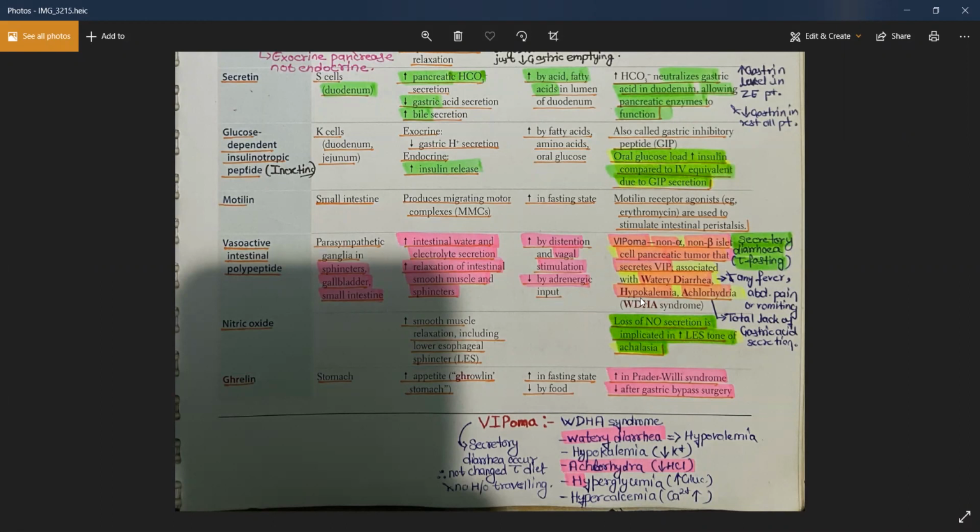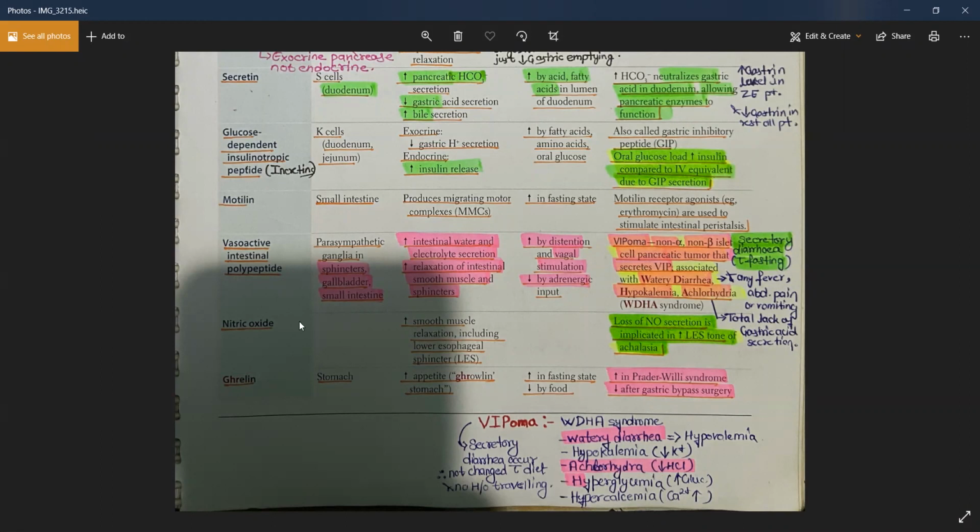Second thing, you will have hypokalemia because of increased secretions. You will have achlorhydria because of a loss of gastric acid secretion also. And this is known as WDHA syndrome: watery diarrhea, hypokalemia, and achlorhydria. Other things will be hyperglycemia also. You will get hypercalcemia. Very important. And that would be all about the VIPoma.